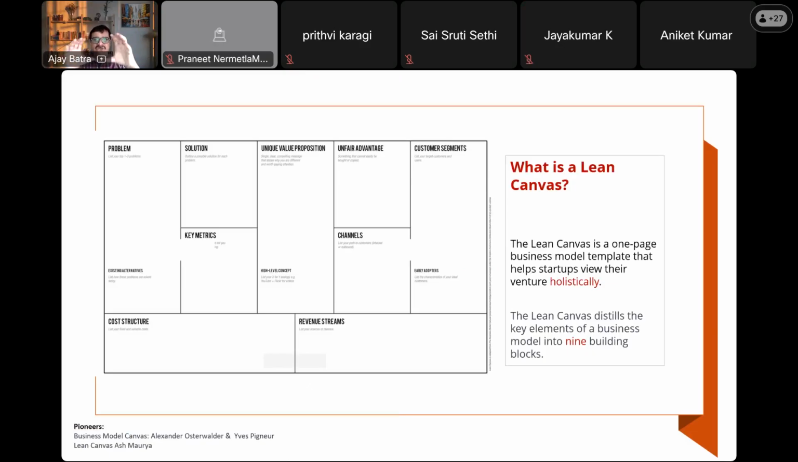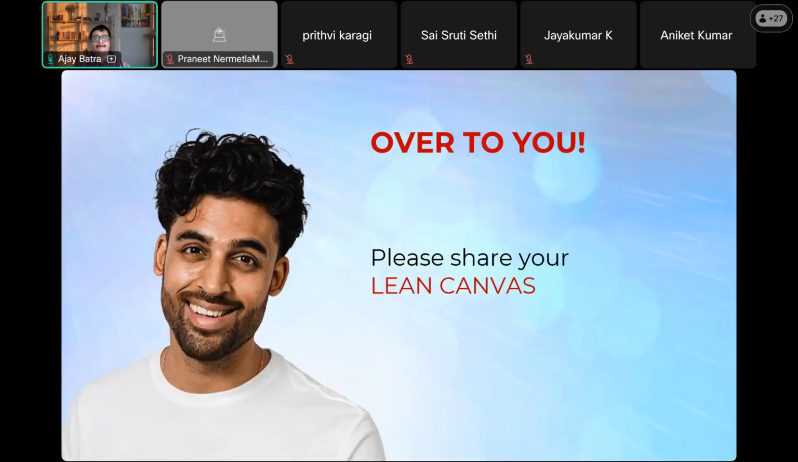A picture of your startup. It shows all the 9 blocks, different pieces that are coming to it. It's not just about the product. It's not just about the problem, but other things as well. Right? In fact, we looked at Zomato as an example. We filled it up for Zomato. So that's it. That's a quick summary of what we have been discussing. This session is now yours.